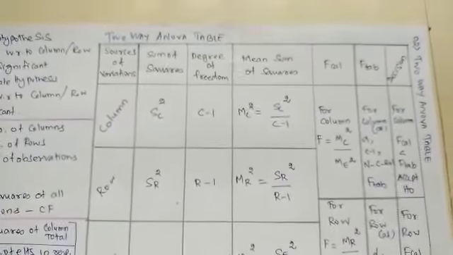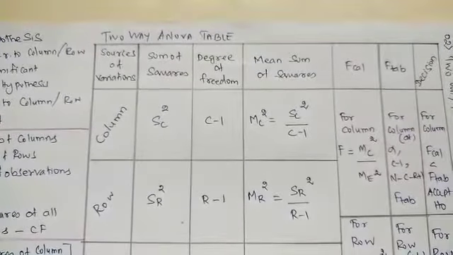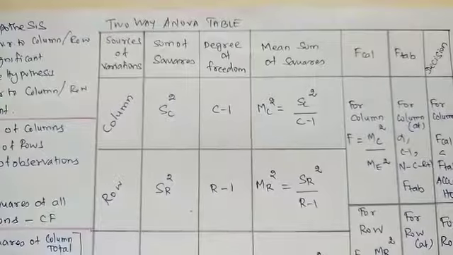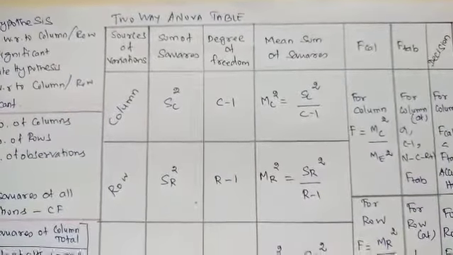Already we have seen one-way ANOVA. What is one-way classification? Now we are going to see two-way ANOVA, two-way analysis of variance. What is the difference between one-way and two-way ANOVA? In one-way there will be only one factor. In two-way classification there will be two factors.